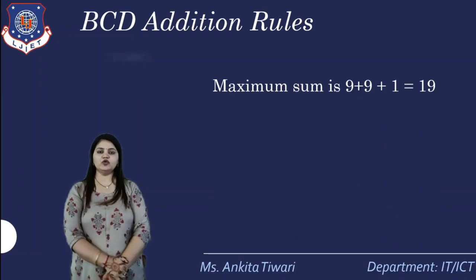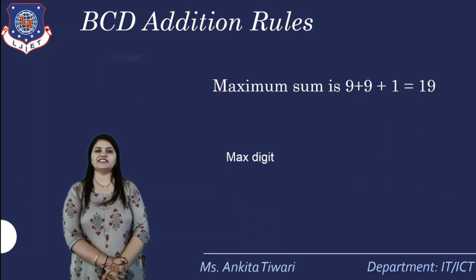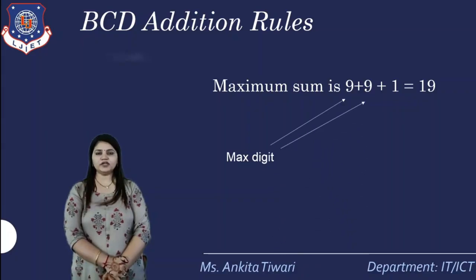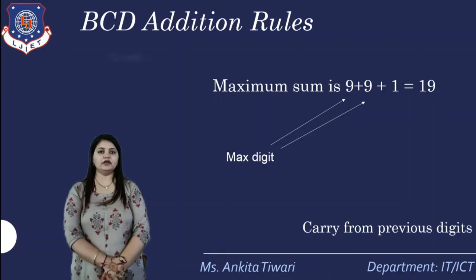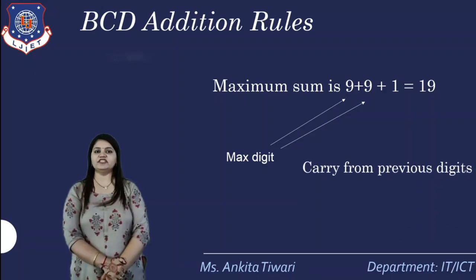Now we'll see how the rule goes. The maximum sum is 9 plus 9 plus 1, which equals 19. So the maximum is represented with the number 19. Here the two maximum digits are 9, but we cannot cross the number 9, and the carry from the previous digit is 1. So that gives the number 19.